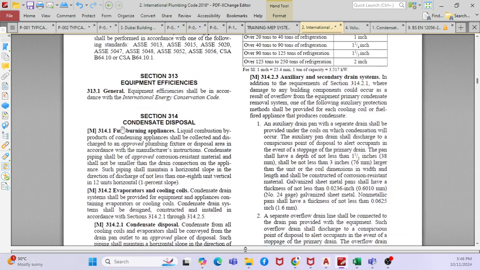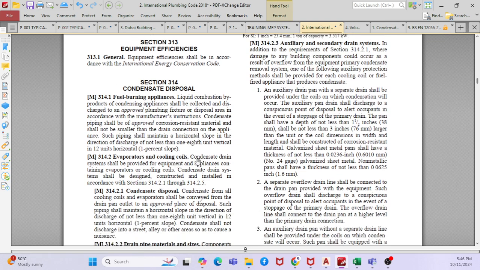So here you can see condensate disposal. Basically, the condensate drain system shall be provided for equipment and appliances containing evaporators or cooling coils, right? Whatever coils or evaporators, that will condensate. Whenever it goes to the low temperature, that will condensate, right? To dehumidify the air. So this is basically the principle of air conditioning. Why is the water condensate, right?